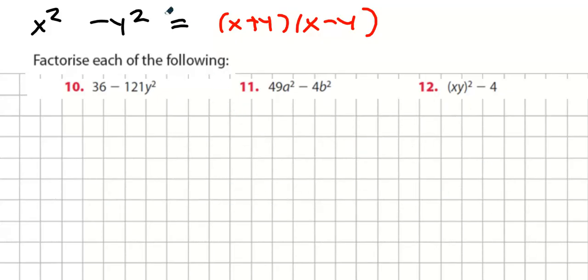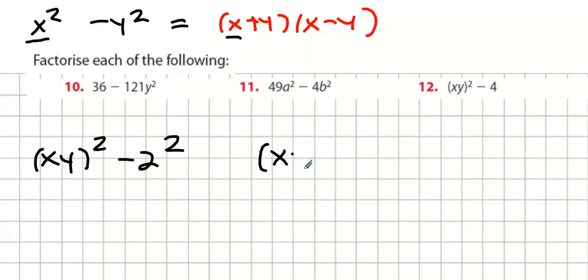Now, look at this, guys. Instead of x, I actually have xy. And instead of y squared, I have 2 squared. Where did I get the 2 squared from? What is 2 squared? 4. It always has to be a square and another square. So instead of x, what do I write in? Instead of x, we have xy. And instead of y, we have 2.